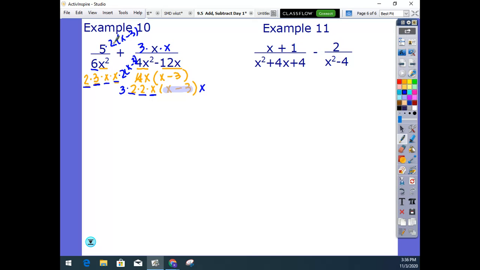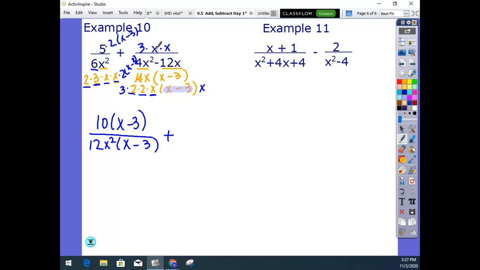So we have 5 times 2 is 10. We still need to multiply our x minus 3. All right, if we put all this together, 2 times 3 times 2 is 12. X times x is x squared, and x minus 3. That's my common denominator. Ugly, ugly.